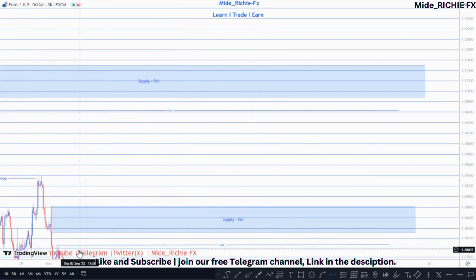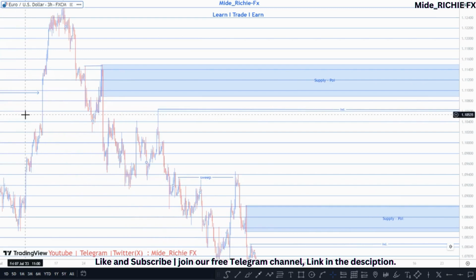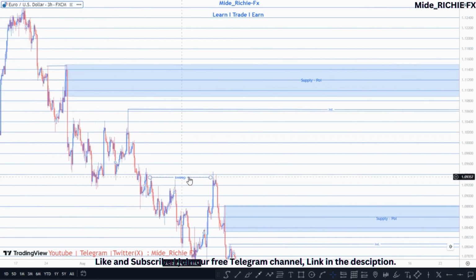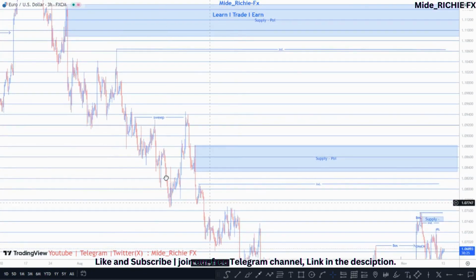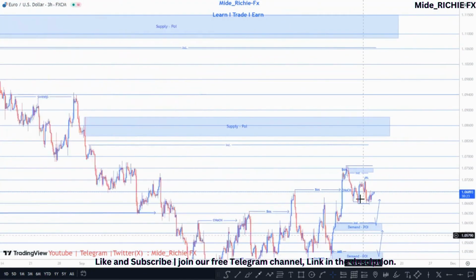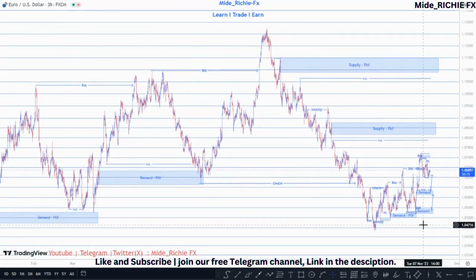As you can see, we have this very nice imbalance right here, and another nice imbalance right here. Both supplies sweep liquidity. You can see that we have a wick above this last candle that grabs liquidity. The same thing happens right here. So that's basically my plan on Euro USD: I'll be expecting nice sells from any of the supplies, only if I see the selling confirmation.